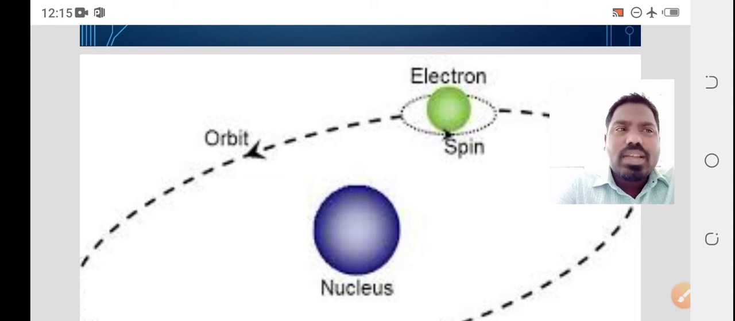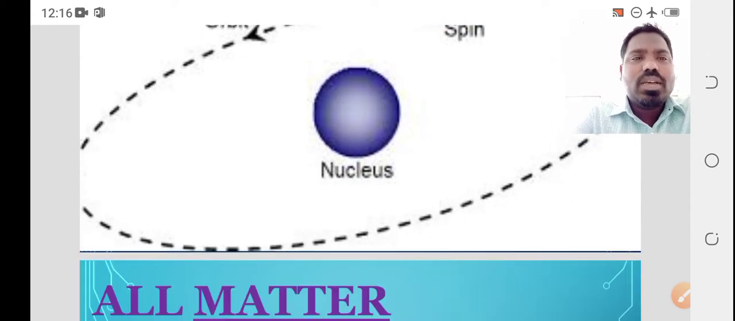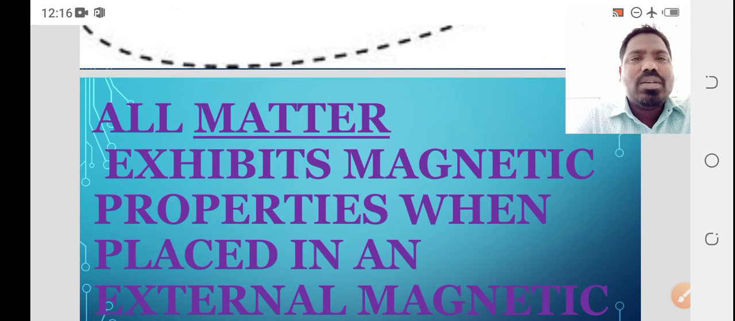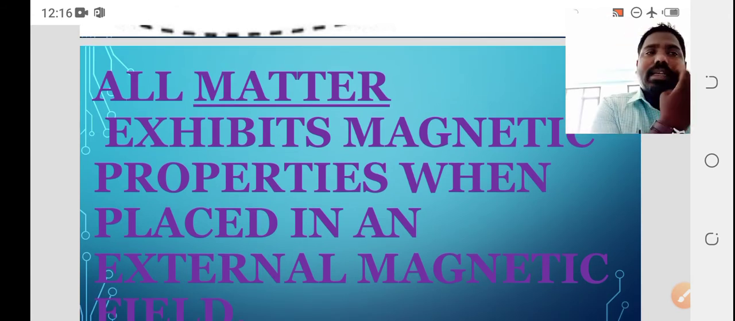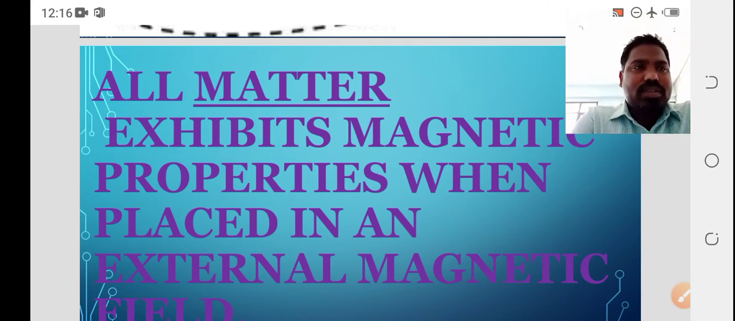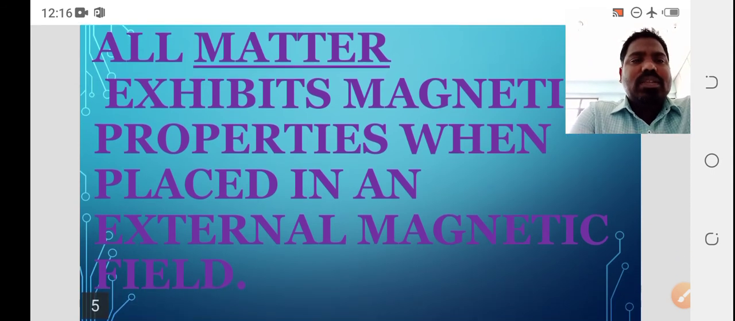Here the electron moves with two characteristics, like the spinning nature. The movement of the electron is considered as spinning nature. The electron possesses two types of spin, one is positive and the other is negative. So all matter exhibits magnetic properties when placed in an external magnetic field.